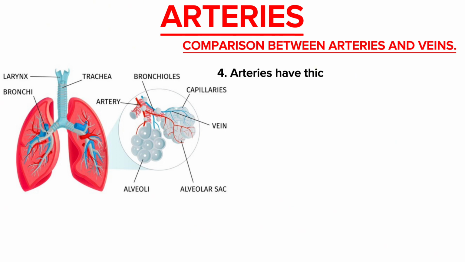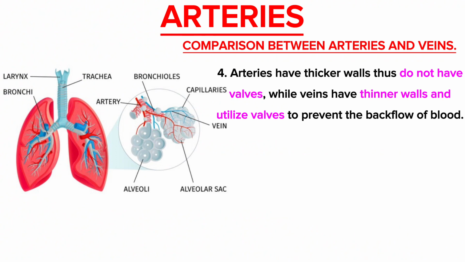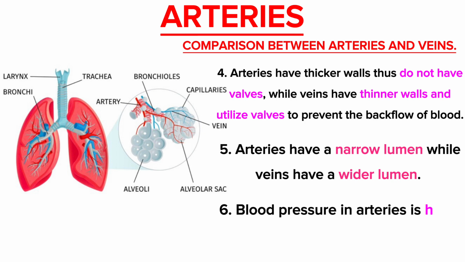Arteries have thicker walls, thus do not have valves, while veins have thinner walls and utilize valves to prevent the backflow of blood. Next, arteries have a narrow lumen, while veins have a wider lumen. The sixth one, blood pressure in arteries is high, while in the veins it is low.